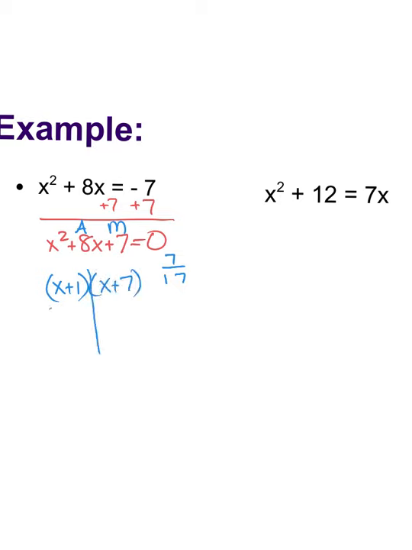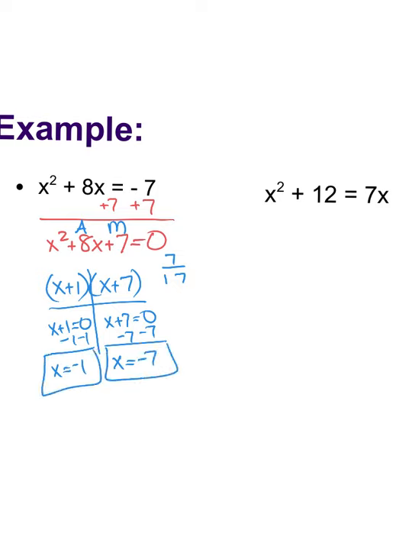If I T-chart it, here, x plus 1 equals 0. When I solve, I get x equals -1. Here, x plus 7 equals 0, and when I solve, I get x is -7. So I have two answers.